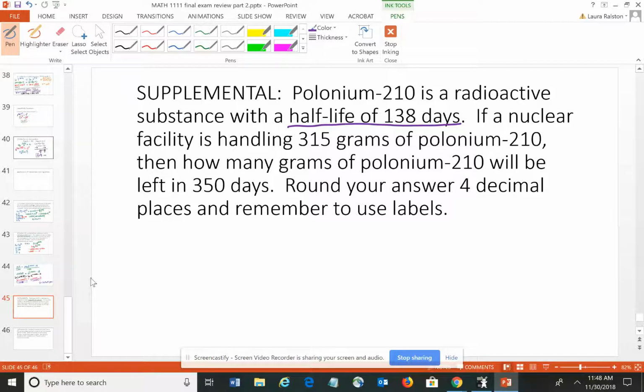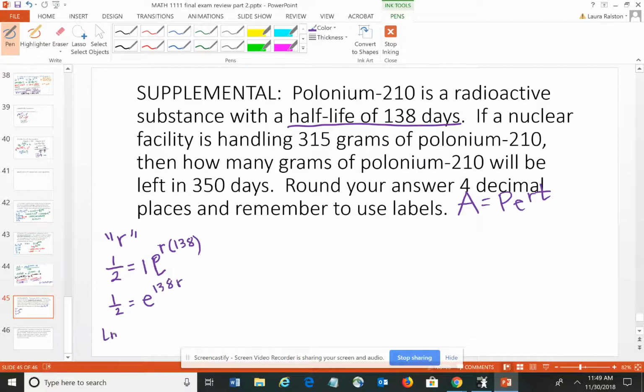So again, really here, we're still using our continuous compounding formula, but initially we have to find the value for R. So again, we know it's the half-life, so we're going to have half of the amount left. If we started with 100%, we're going to have half of it left. Okay, so we would then have e to the R times 138 days. Okay, so we would have 1/2 equals e to the 138R.